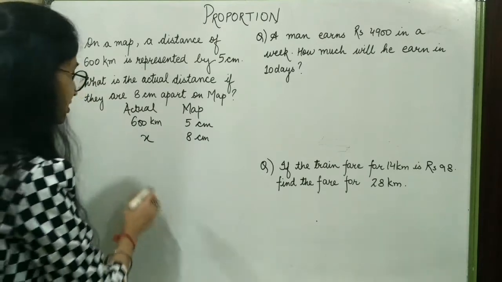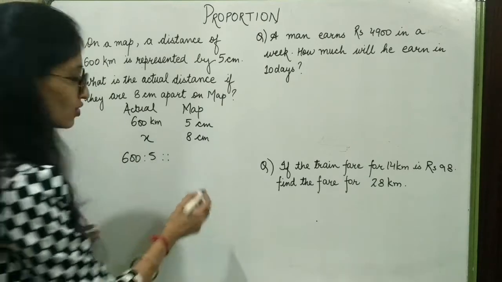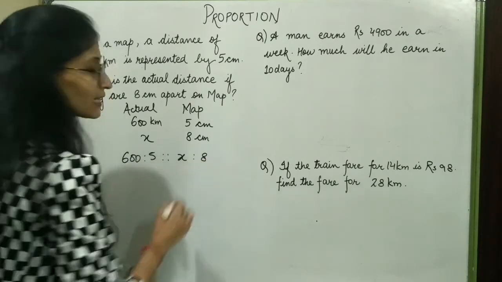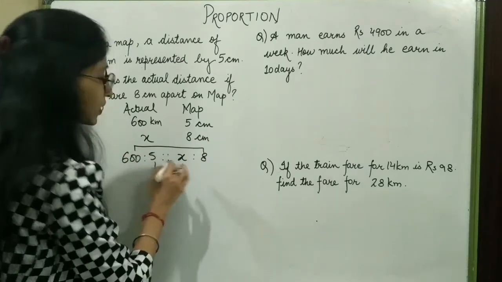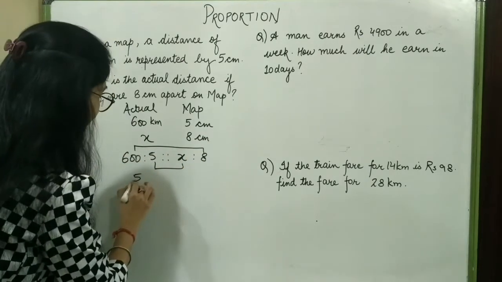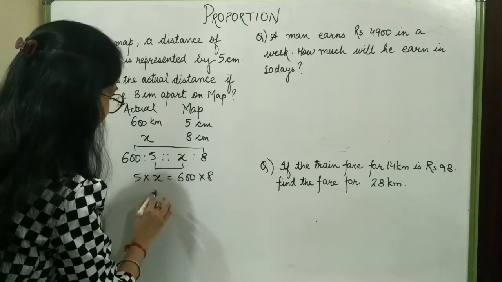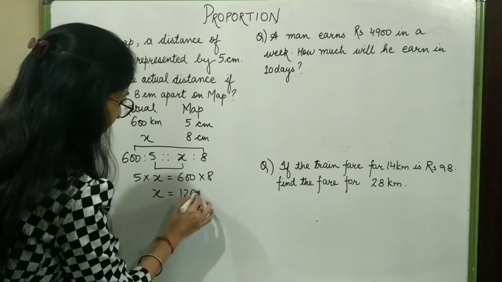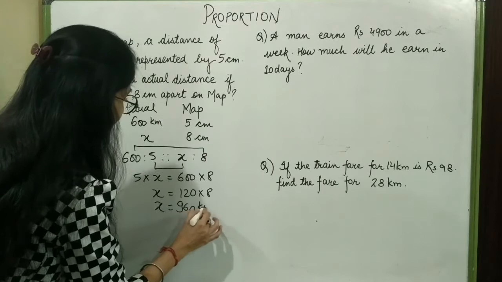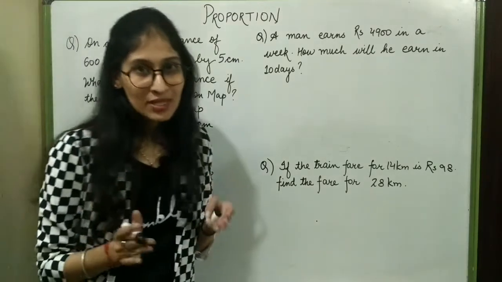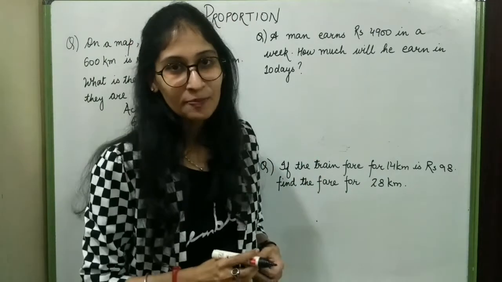They are in proportion, so 600 ratio 5 should be in proportion to x ratio 8. Again, product of means should be equal to product of extremes. 5 into x should be equal to 600 into 8. So the value of x will be 960 km. 8 centimeters on the map is representing an actual distance of 960 km.